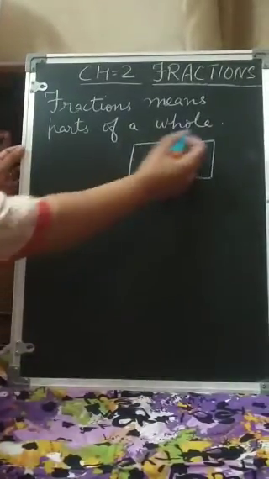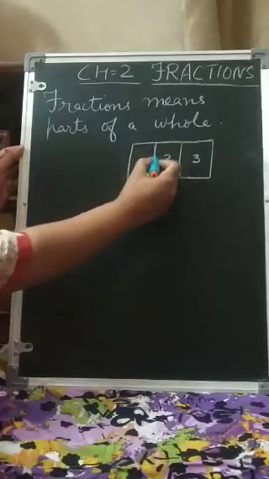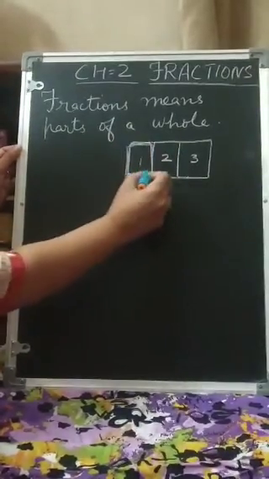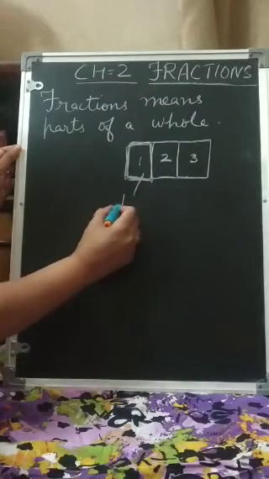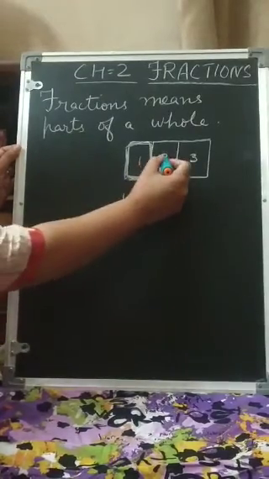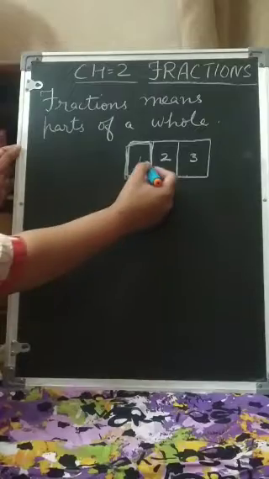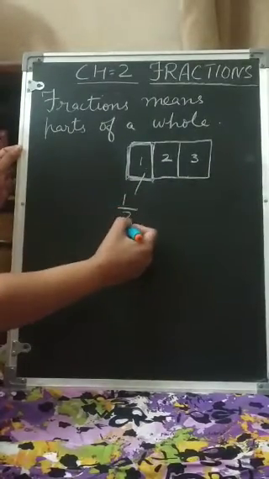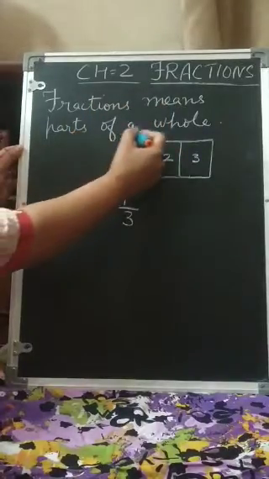So if out of these three parts I am taking only this one part, how will I write this one part? I will write 1 out of 3. Total number of parts are 3 and I am taking only one part, so it means 1 out of 3, means parts of a whole.